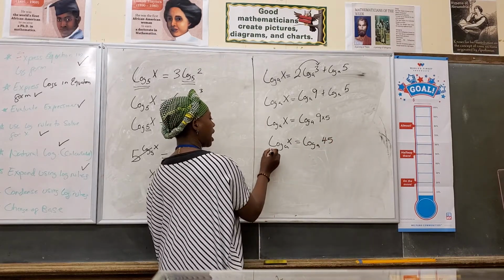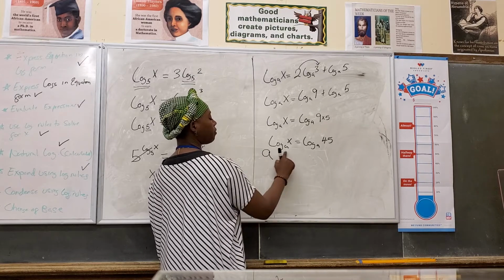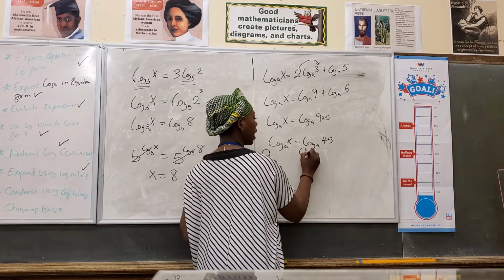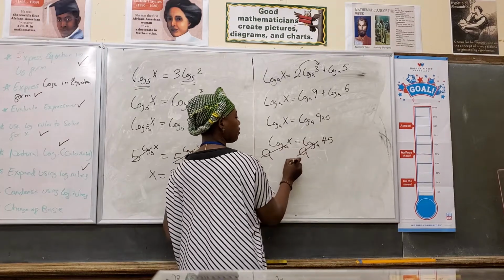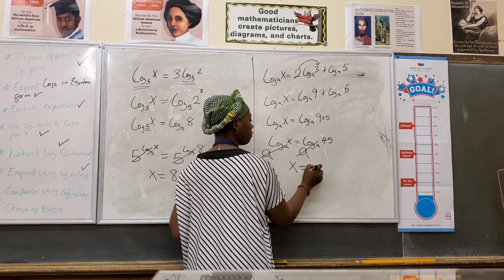Now we take a raised to the power of both of them, a raised to the power of log base a of x, and we don't need to know what a is. Those go away, giving me that x equals 45.